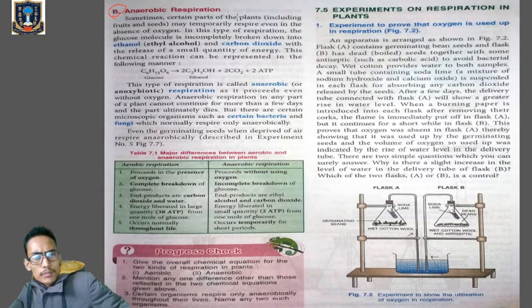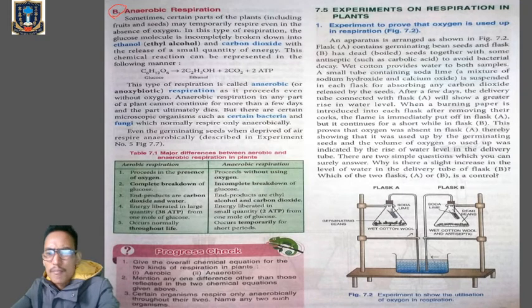Now, there are certain parts of the plants which may temporarily respire even in the absence of oxygen. That means there are certain parts of the plant which can respire in the absence of oxygen also, and there are certain microorganisms which can also perform anaerobic respiration. That means respiration without oxygen.